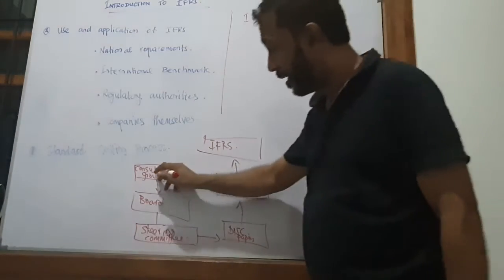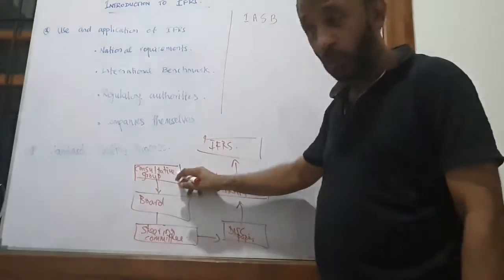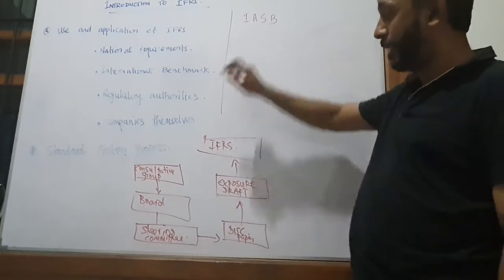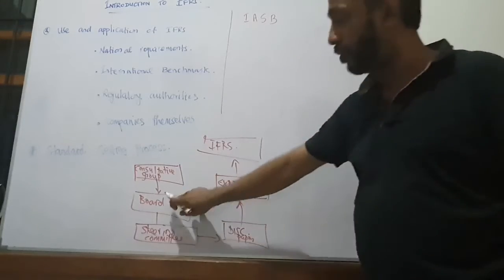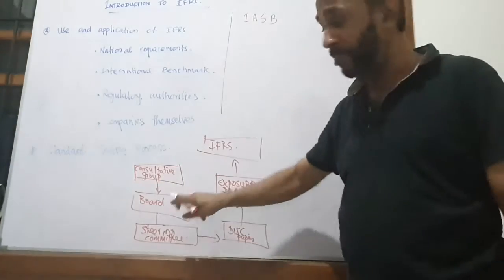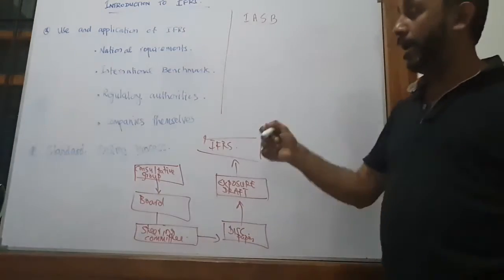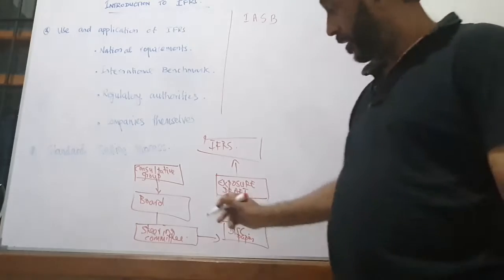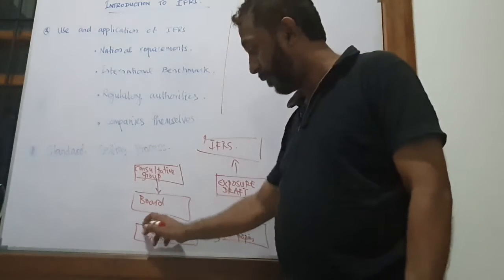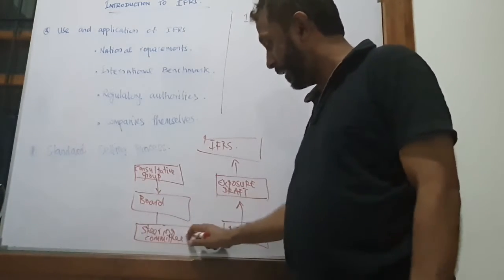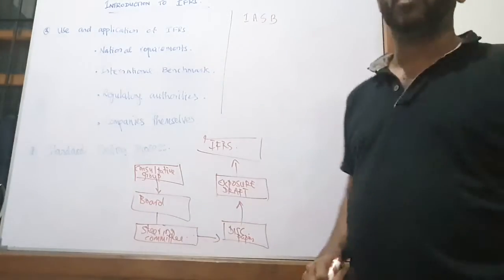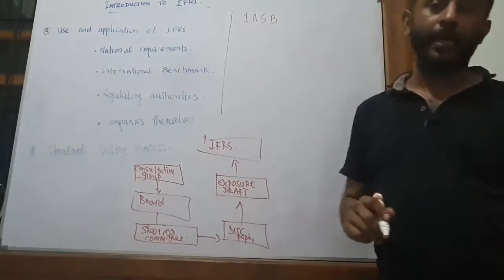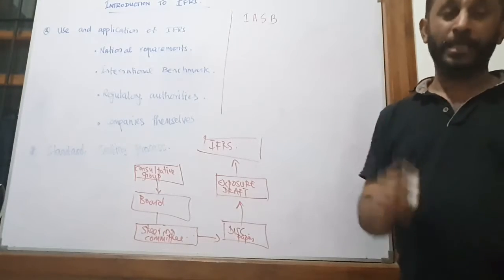There will be a consultative group which will be consulting the IASB, the International Accounting Standards Board, as to how the IFRS development process should be. And then the board will have a subcommittee known as the steering committee. This steering committee will then develop any given accounting standard.